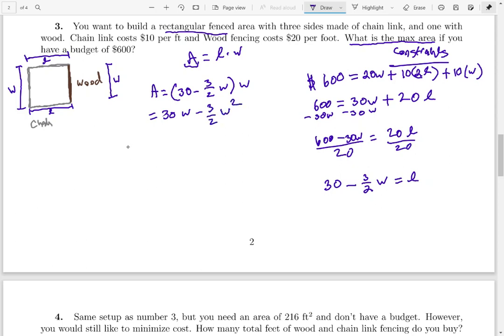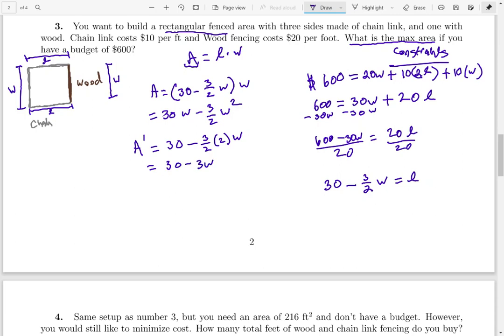Then, recalling that I'm trying to maximize my area, I need to take the derivative of the area function. So A prime is just going to be what? Well, that's going to be 30 minus 3/2 times 2 times W to the first, general power rule. So then A prime is equal to 30 minus 3W.